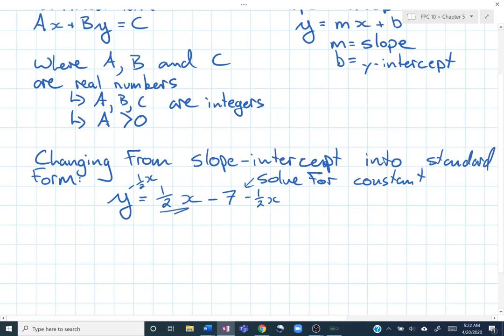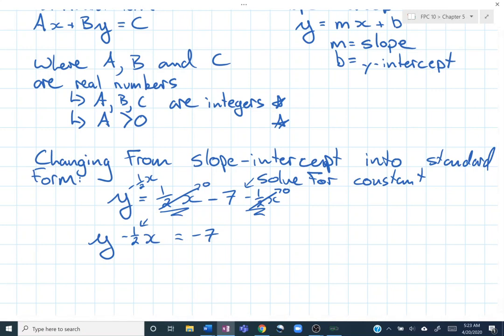On my right-hand side, I've got a positive 1/2 x and a negative 1/2 x. So when I combine like terms, it's equal to 0. On my left-hand side, I have y minus 1/2 x is equal to negative 7. I am almost now in standard form. Unfortunately, I have to pay attention to these rules: both a, b, and c have to be integers and a has to be greater than 0. Well, notice how the coefficient with my x is a negative 1/2. It's breaking both of those rules.